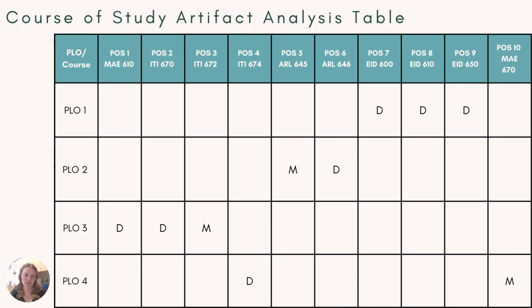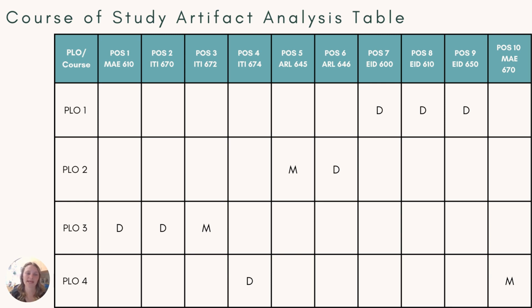To start off, this is just my plan of study table. It shows all of the courses that I took, and then also the professional learning outcomes, the PLOs, that they aligned with, and then the level of competency I felt I had after creating this artifact. These little letters, there's no I's, but I is introduced, D is developed, and then M is mastered.